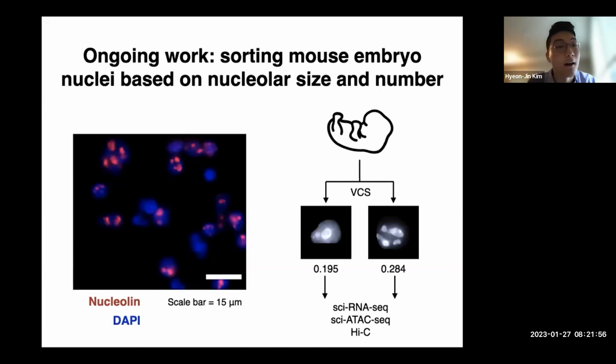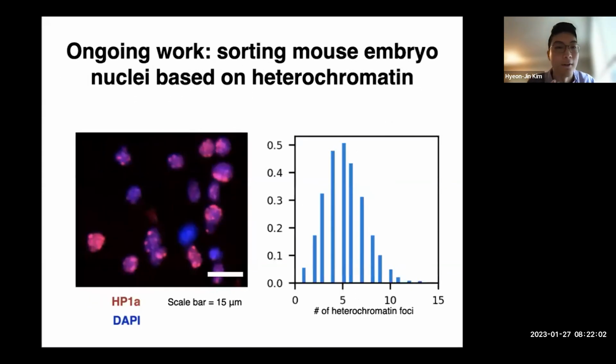And we are not limited to using only a nucleolin marker. One other marker that we're thinking of using is heterochromatin alpha. We can also use a DNA dye to visualize these little heterochromatin foci and ask if the amount of heterochromatin that we see in the images correlates with chromatin accessibility, for example. So we can explore all the markers we can use and also the methods that we can use to profile them.